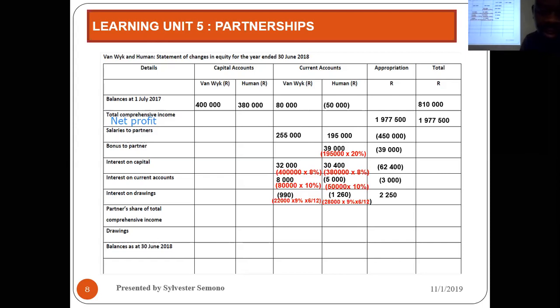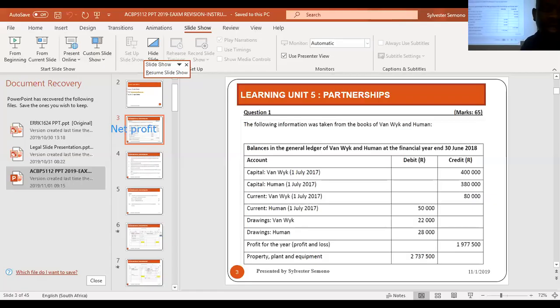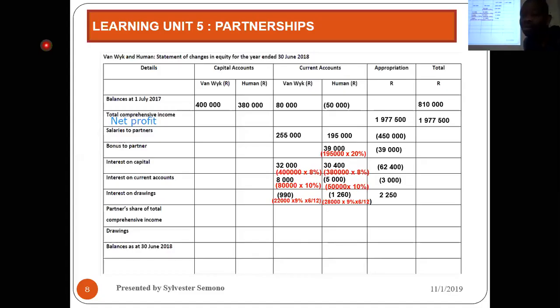Now let's go to partners' share of profit. Remember, it's the same calculation that we did, but we can check here. We have got a profit of how much? 197. You minus everything in brackets here. You add this one. That will give you the remaining profit to be shared. Can you see now? That remaining profit, because I'm going to share it, I'm going to take it out of what? Appropriation.